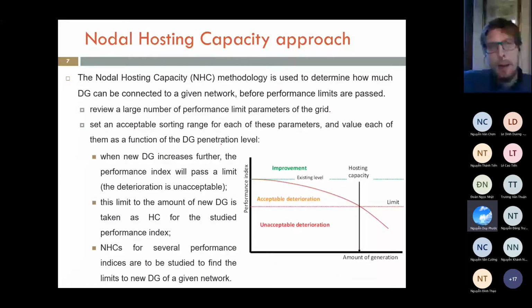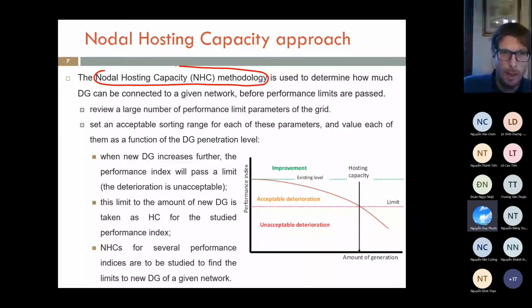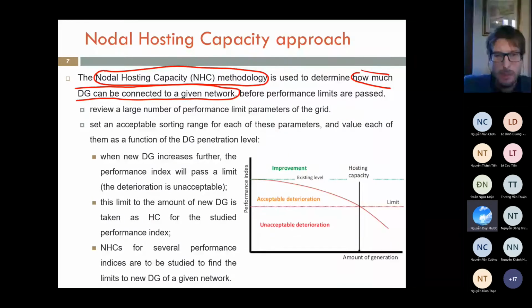Normally, to study the impact of RES on distribution networks, we use the so-called nodal hosting capacity methodology. The output of the nodal hosting capacity is how many generators can be connected to a given network. So I have my distribution network, for instance, the one I showed you in the city of Milan, and I want to know how much power I can install before having some technical issues.